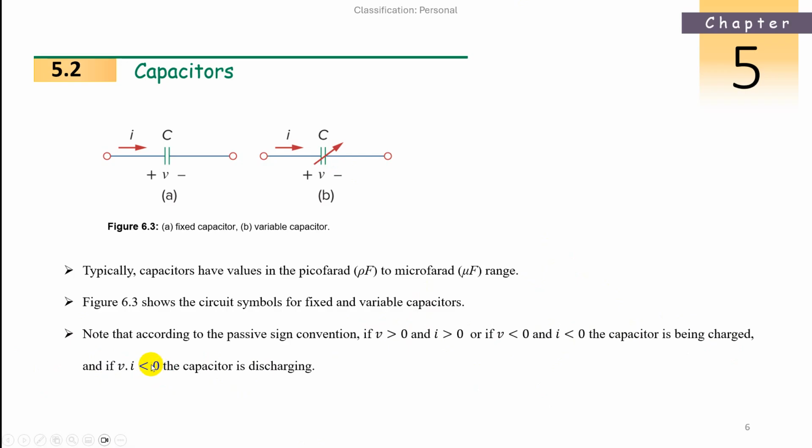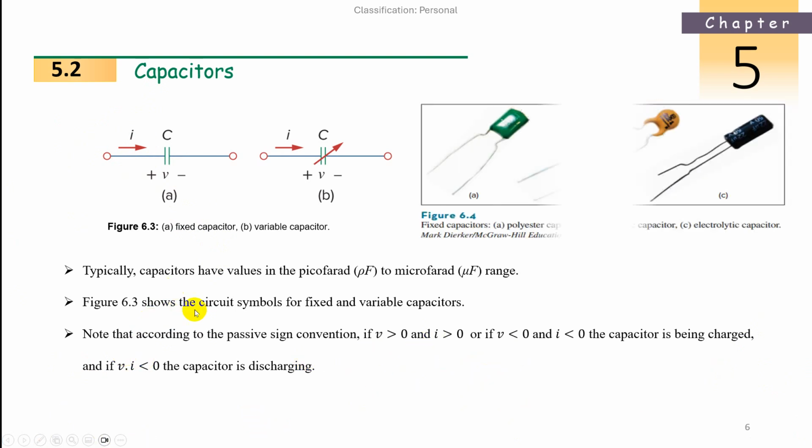Now, if V times I together is less than 0, the convention changes. The current is going outside and the plus and minus are like this. Then it is giving power, meaning discharging. Or reversed: the current is inside, with plus here and minus here. Same thing, it is giving the power. It's not storing the power, it's giving the energy.